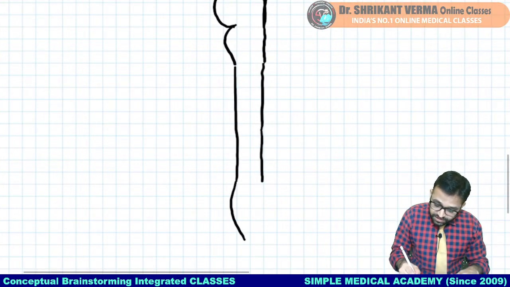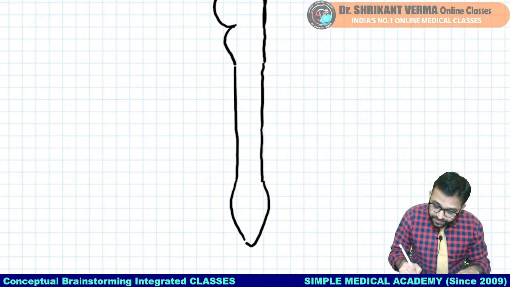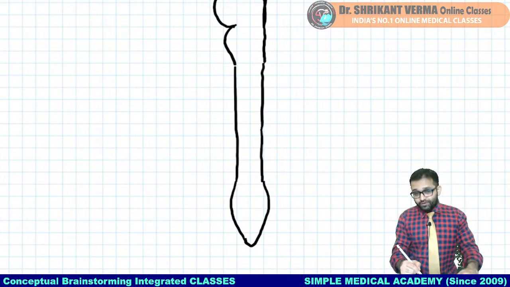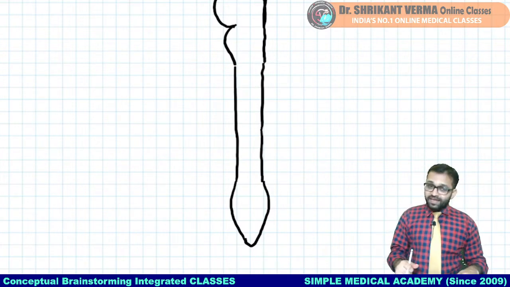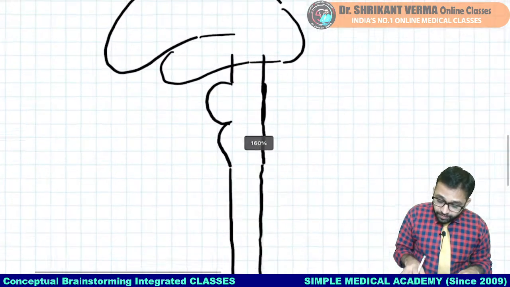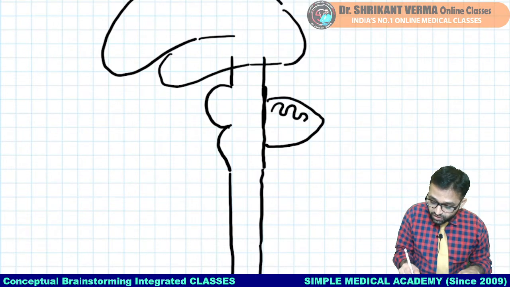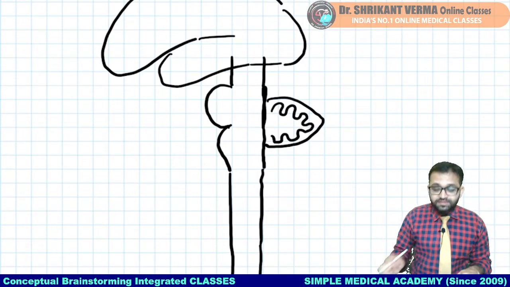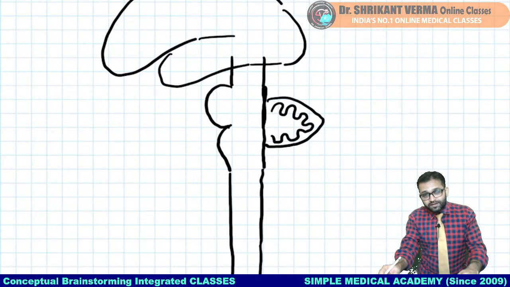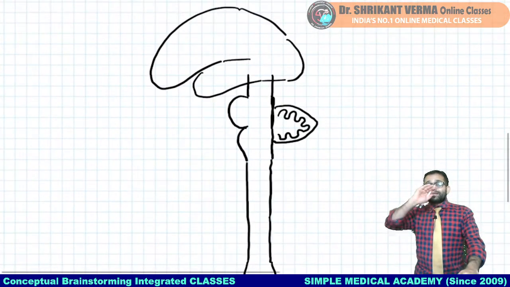The terminal portion is dilated like a cone, which is known as the conus medullaris, from where the final terminal nerves are arising. And behind our pons and the medulla, there is our little brain, the cerebellum. So this is our diagrammatic presentation of the cerebellum.